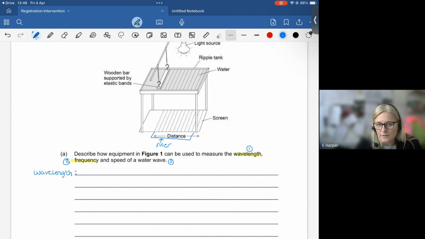And the last thing that's quite difficult is that little wooden bar is going up and down, causing ripples constantly, which means that screen is showing an ever-moving picture. So it's going to be quite difficult to measure the distance if they're not static.